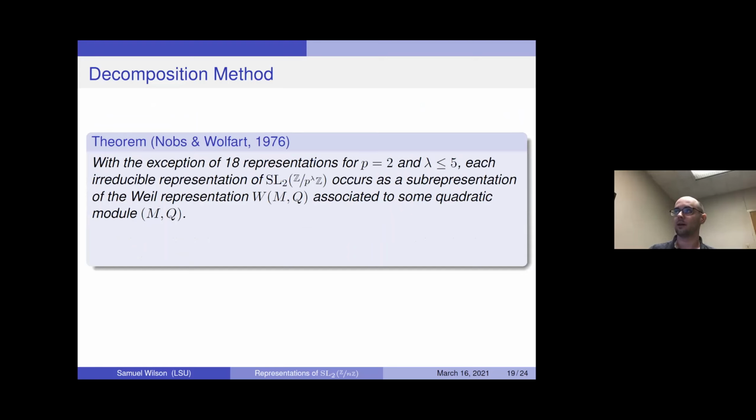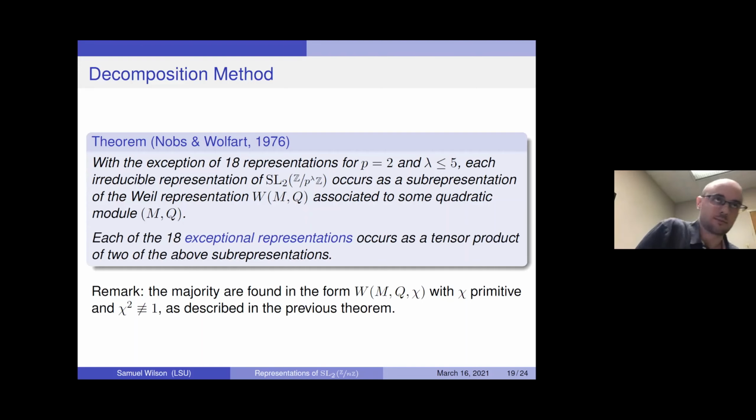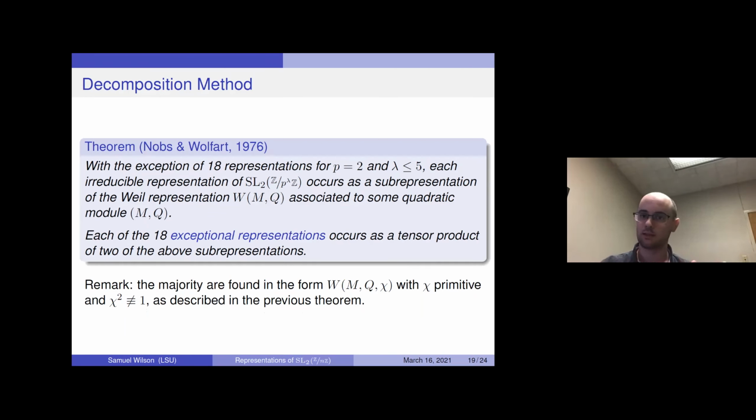So then using that decomposition method, the theorem here is that with the exception of these 18 exceptional representations, every single irreducible representation of SL2(Z/p^lambda Z) shows up inside one of our Weil representations here, okay? And the 18 representations that are exceptions simply show up inside the tensor product of 2 of them. So most of them show up in exactly the case described by the previous theorem, where our character is primitive and not of order 2. But there are those 18 exceptional ones and a number of, I guess, partly exceptional cases where we have to take possibly characters that are not primitive or characters that do square to 1 in order to construct them. Okay.